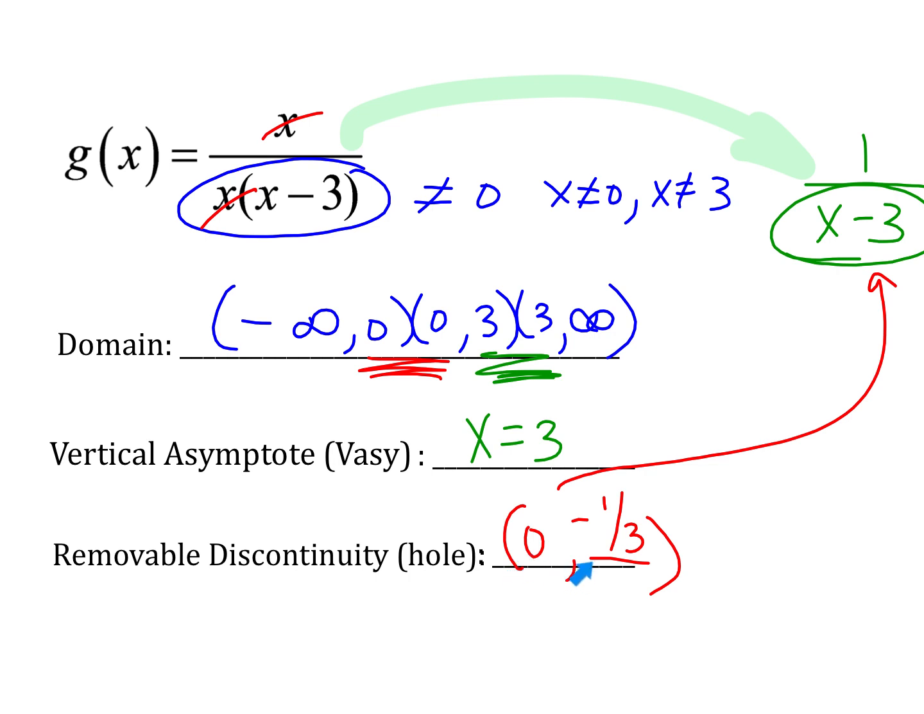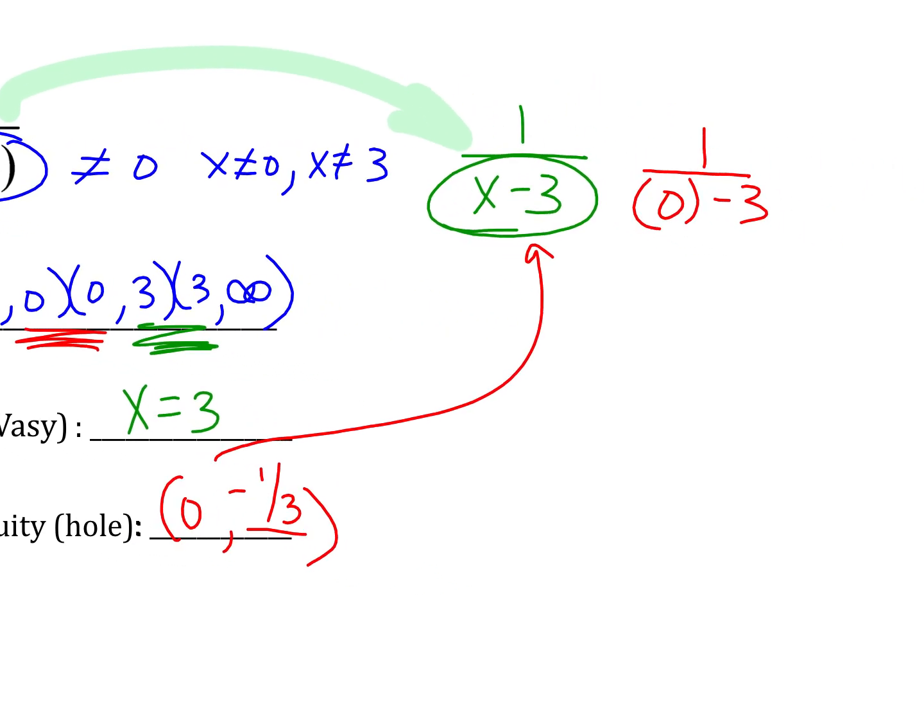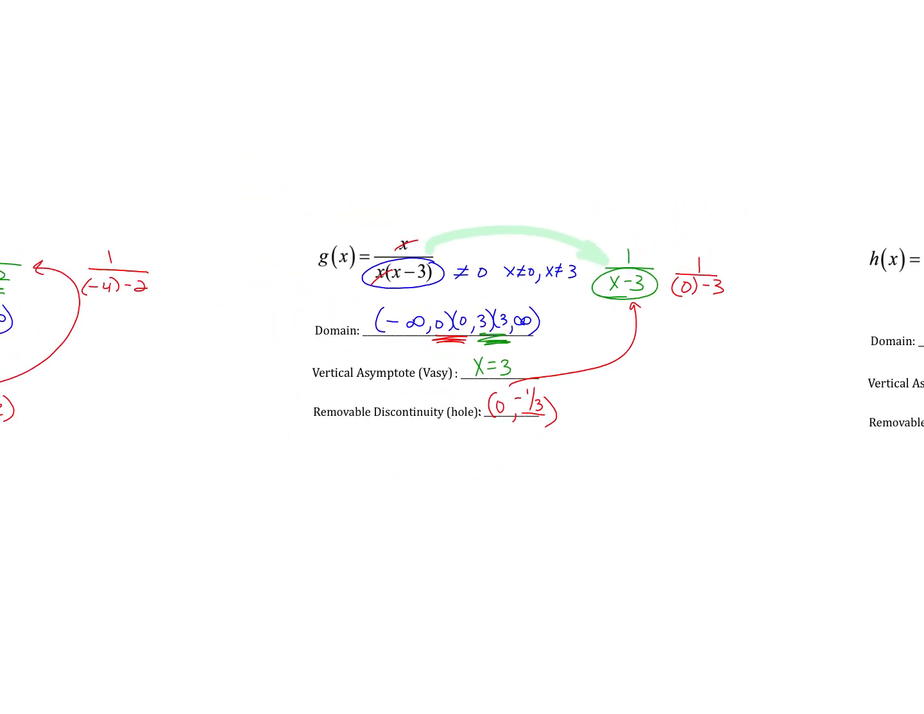Now, to figure out the y value for that removable discontinuity, the hole in the graph, we just plug in 0 for our simplified form. It has to be simplified. Can't do the original. Has to be the simplified form. Plug in 0 and see what we get. So 1 over 0 minus 3, we get negative 1/3.